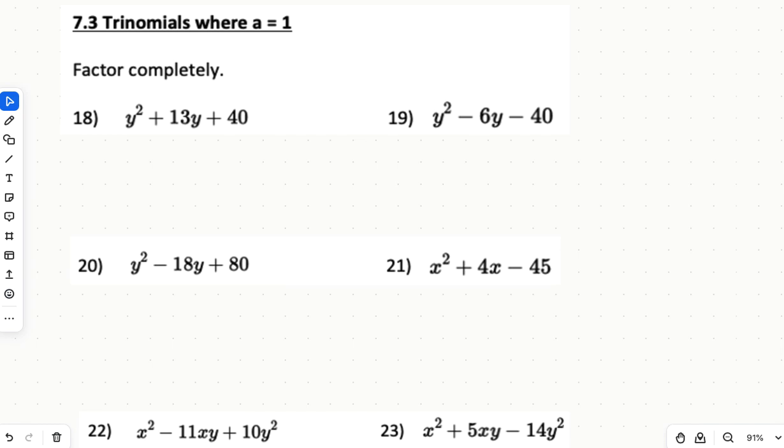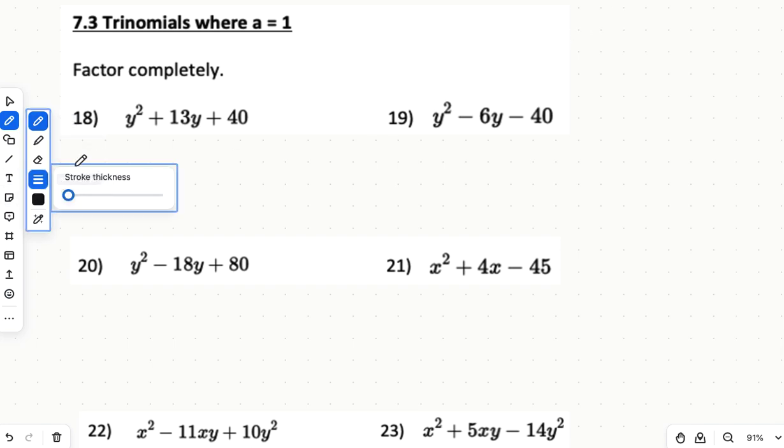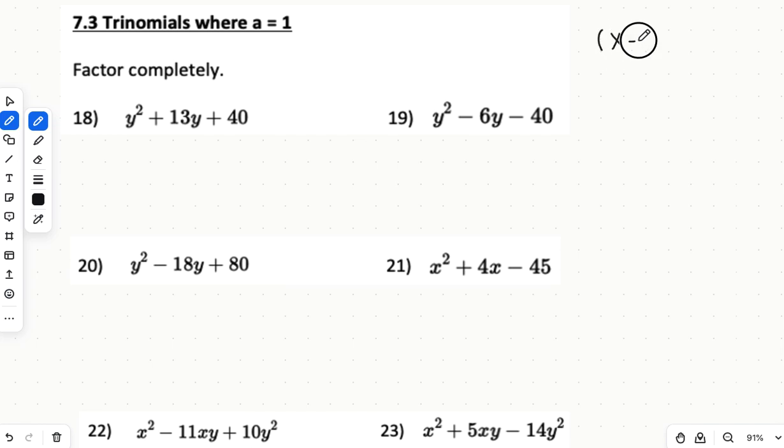Okay, 7.3. So this is where we get to factoring trinomials, which means polynomials that have three terms would be a trinomial. And what this is going to do, this is basically a reverse FOIL. If we think about back in, I think it was chapter 4, where we had something like (x + 3)(x + 4).